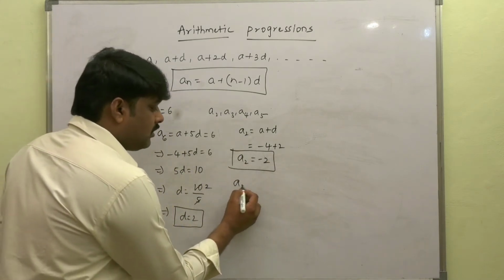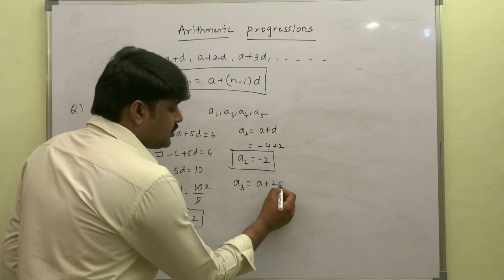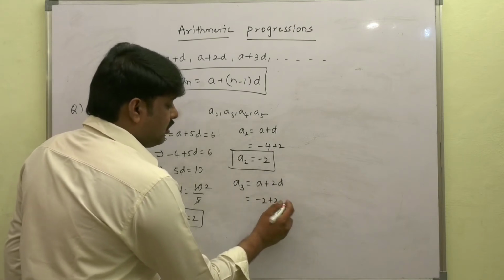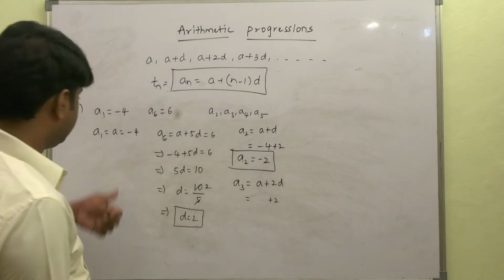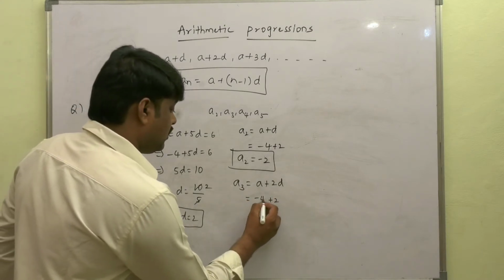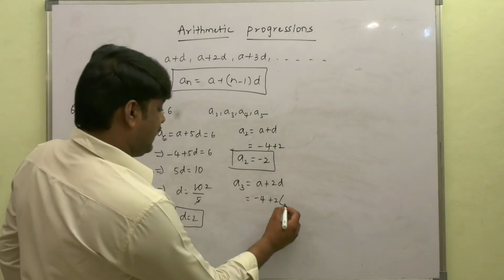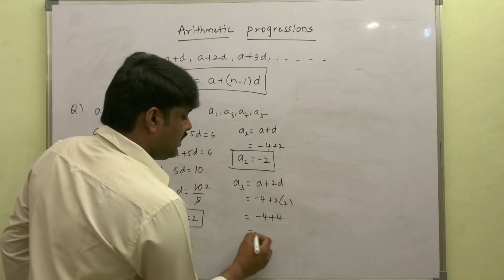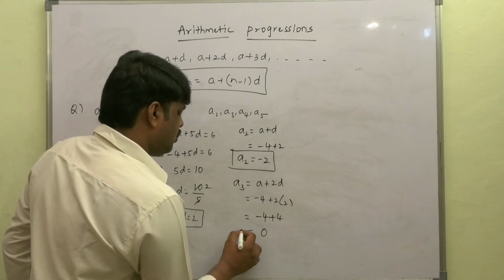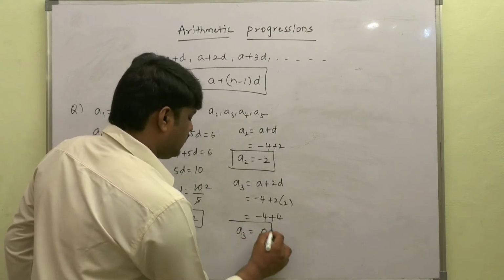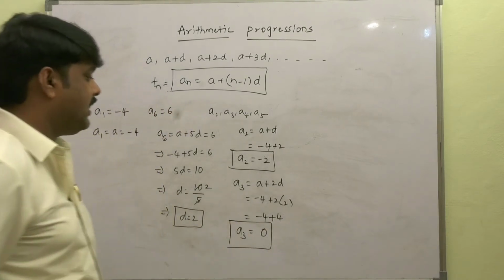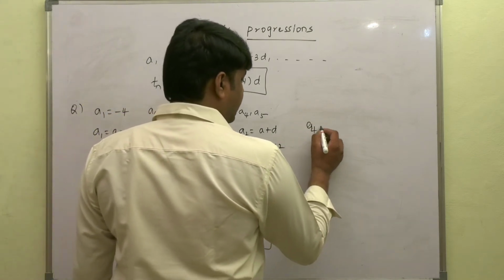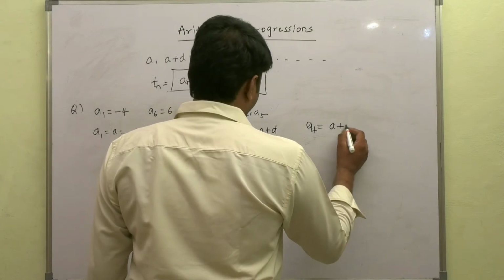A3 is a plus 2d. A value is -4 plus 2 into d value is 2. -4 plus 2 into 2 is 4, -4 plus 4 is 0. A3 value is 0. In the same way A4 and A5. Will you find it out? A4 equals a plus 3d.